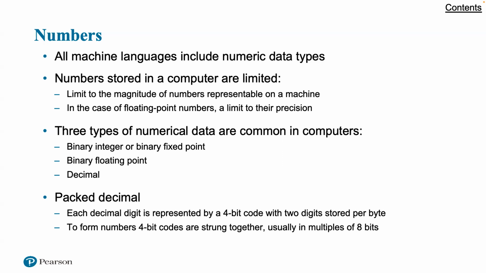To form numbers, the 4-bit codes are strung together, usually in multiples of 8 bits. Thus the code for 246 is 0000, 0010, 0100, 0110. This code is clearly less compact than a straight binary representation, but it avoids a conversion overhead. Negative numbers can be represented by including a 4-bit sign digit at either the left or right end of the string of packed decimal digits. Standard sign values are 1100 for positive and 1101 for negative.